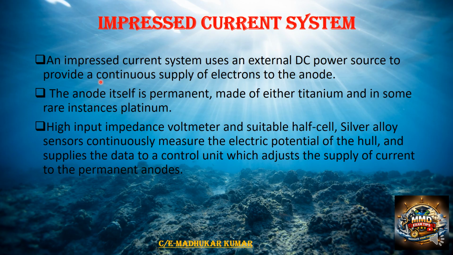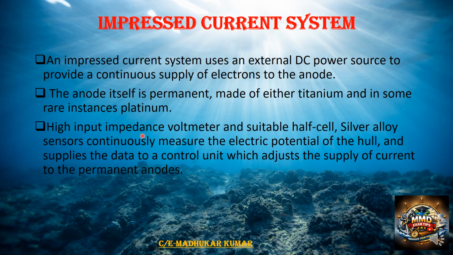Impressed current system. What exactly is this system, how is it going to be? It requires an external DC power source. We have to supply that. So basically on ship we have the AC supply, but we have the rectifier unit. I will show you the sketch also in which it is being converted and supplied. It is going to provide a continuous supply of electrons to the anodes, and the anode itself is a permanent anode. It's not going to be sacrificed, made either of titanium and in some cases platinum also. So please remember that these anodes are permanent anodes which are fixed with the ship's hull and made up of titanium and platinum.